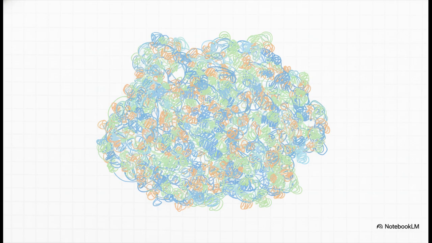So before we use a tool like t-SNE, this is what our data looks like if we try to just flatten it. It's a mess. A big, chaotic, overlapping jumble of dots. You can't see any groups, any patterns, nothing. It's all hidden in the complexity.